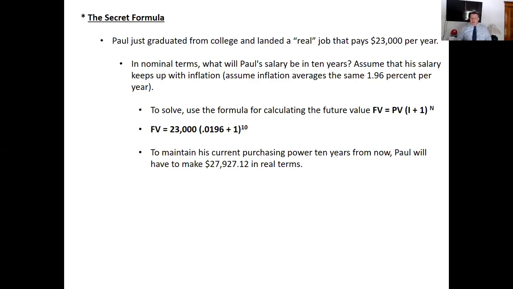And to maintain his current purchasing power 10 years from now, Paul will have to make $27,927.12 in real terms. Now, he started out his job at $23,000. And 10 years later, now he's making $27,927, close to $28,000. Has he done good in his career in terms of money? And the answer is no.